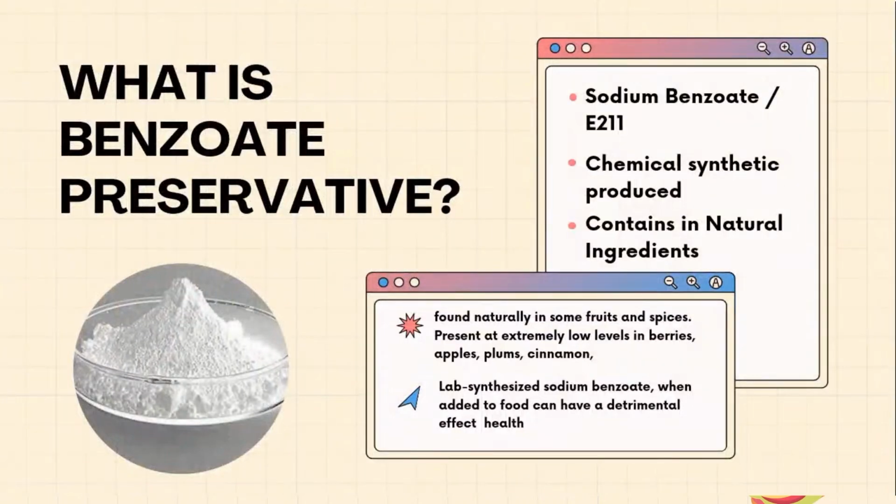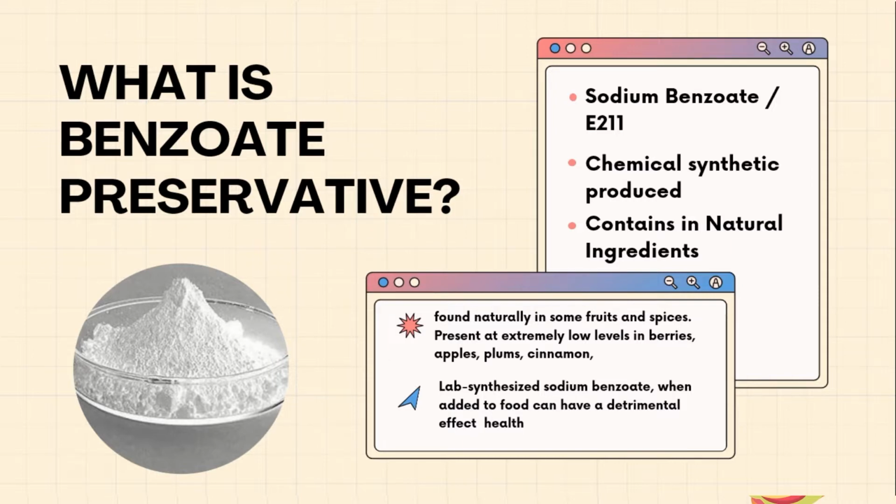What is benzoate preservative? Benzoate preservative is known as sodium benzoate, that is the sodium salt of benzoic acid. It has the number E211. It is also chemically synthetically produced. Sodium benzoate can be produced by reacting sodium hydroxide with benzoic acid.